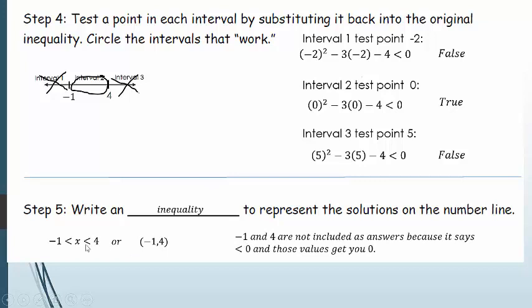The reason that these are not underlined, and that I did not use brackets, is because if you use -1 and 4 themselves, you'll get 0. And it says you're supposed to get less than 0. So those cannot count. If this was underlined, then I would change this to brackets, or I would underline my answers here.